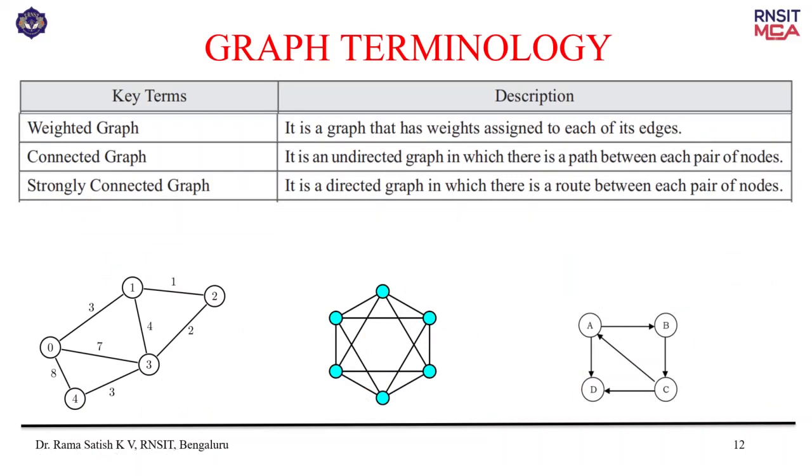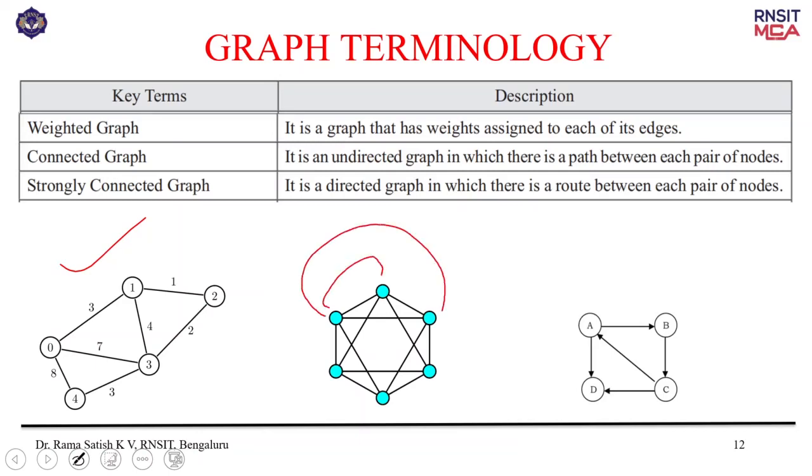Next, weighted graph. Weighted graph is a graph in which each edge is given a weight, is given a numerical value. So that is weighted graph. Look at here. The first diagram which I am showing is a weighted graph. And next, connected graph. Connected graph is an undirected graph in which there is a path between each pair of nodes.